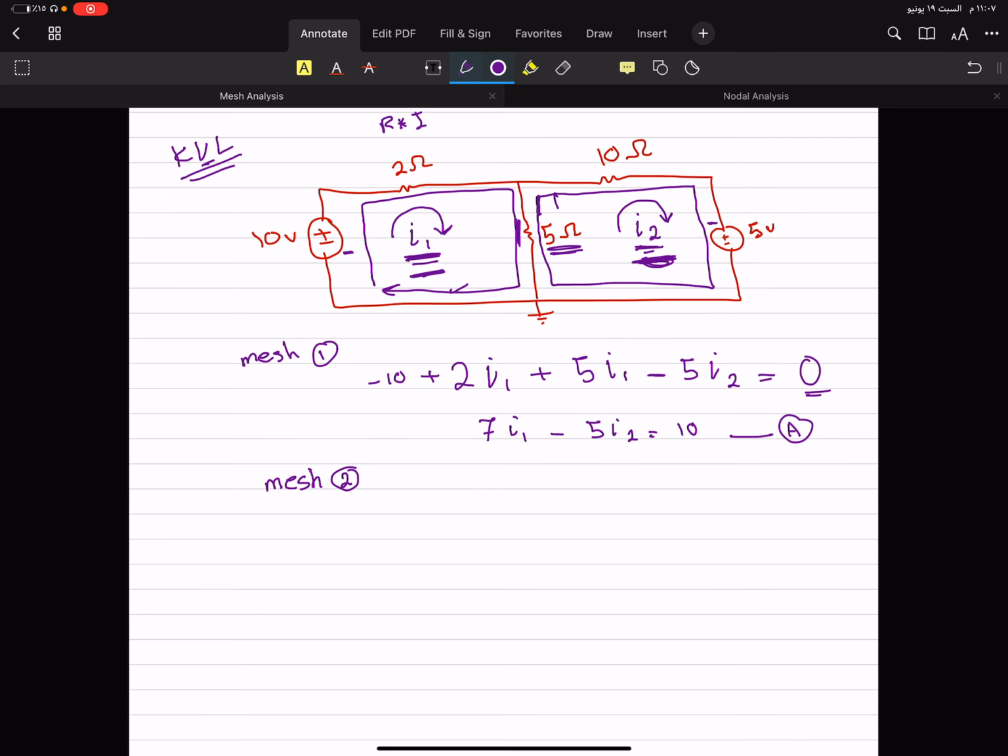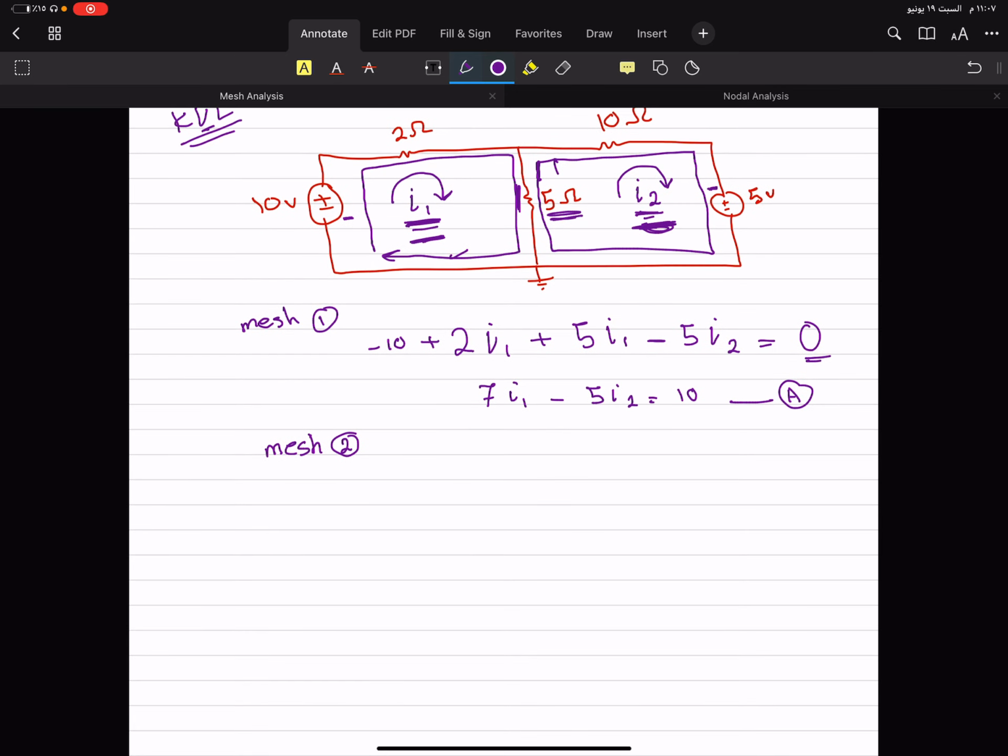As we see here, I started at the 5 volt source, so directly you say plus 5. And don't forget, the arrow hits the positive sign of the battery, so that's why I put plus 5.